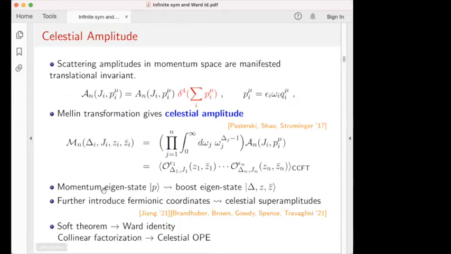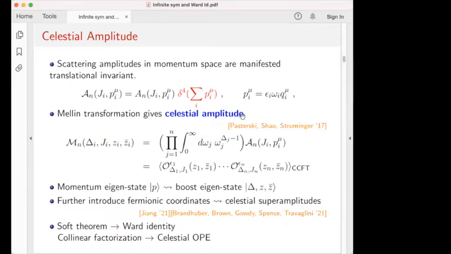So now we can introduce a celestial amplitude. In this momentum space scattering amplitude, we have manifest translational symmetry, as can be seen from this delta function. This delta function enforces momentum conservation, which is just the manifestation of translational symmetry.